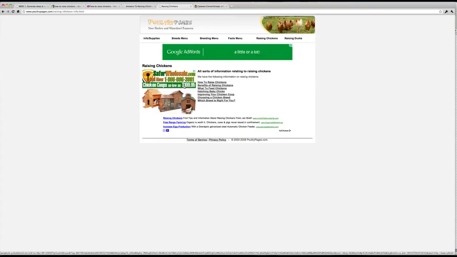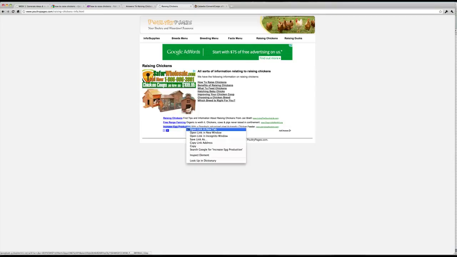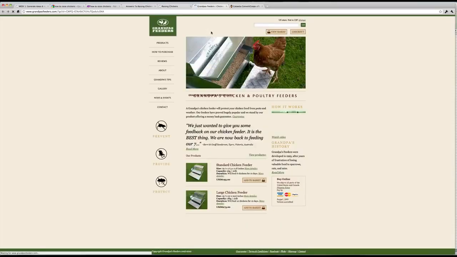Saferwholesale.com. Chicken coops as low as $109. All right, so that's interesting. They're actually selling the coop itself and not the information. But somebody is advertising there. So raising chickens here, free range farming, increase egg production. Well, let's just have a look, see what this guy's doing. Grandpa'sFeeders.com. So yeah, all right. There's some more. So this is physical products, but people are advertising.